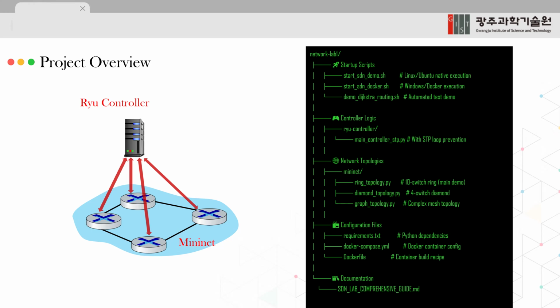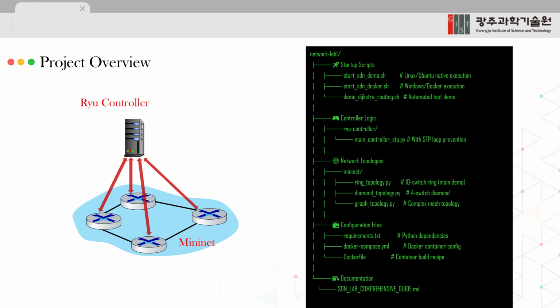Below the controller, we have the mini network, which consists of virtual switches and hosts. Mininet creates a realistic network environment by using lightweight virtualization. Each switch runs an instance of Open vSwitch, and each host behaves like a Linux machine with its own network stack. The switches and hosts are interconnected with virtual Ethernet links, creating whatever topology we specify in our Python scripts.